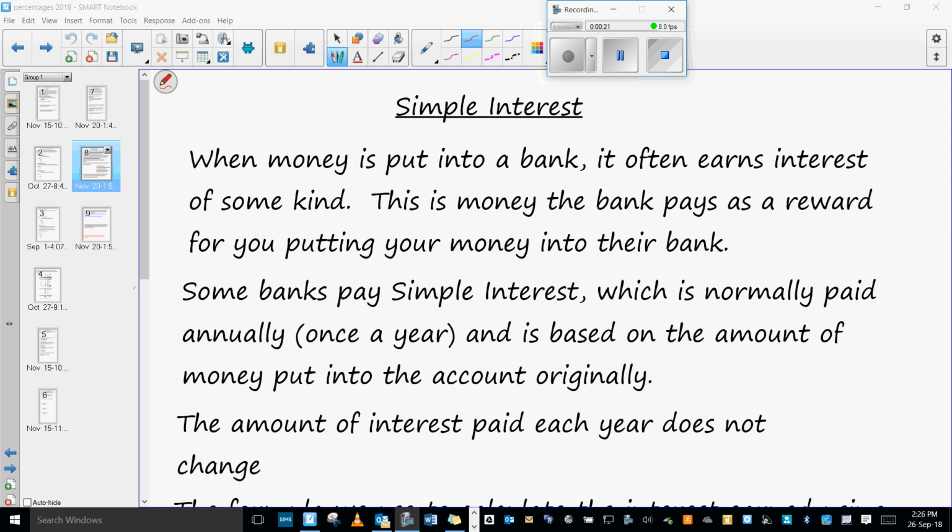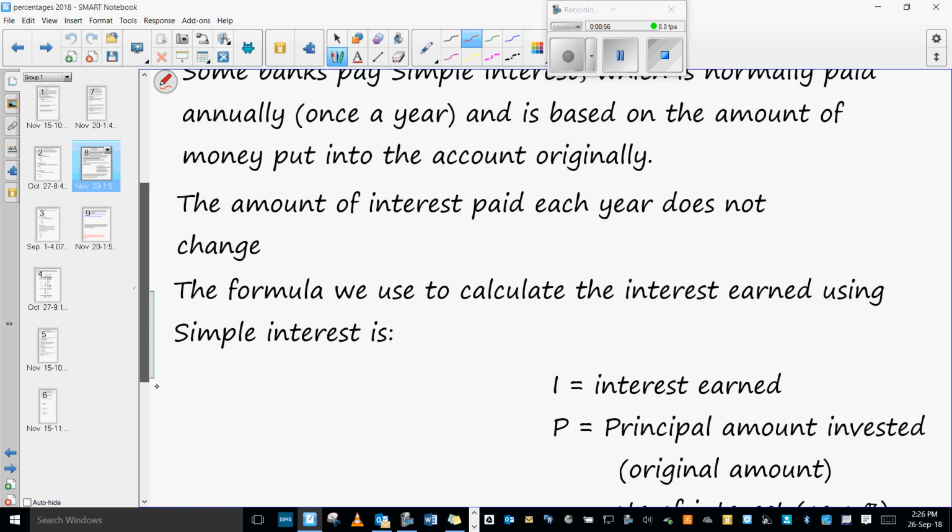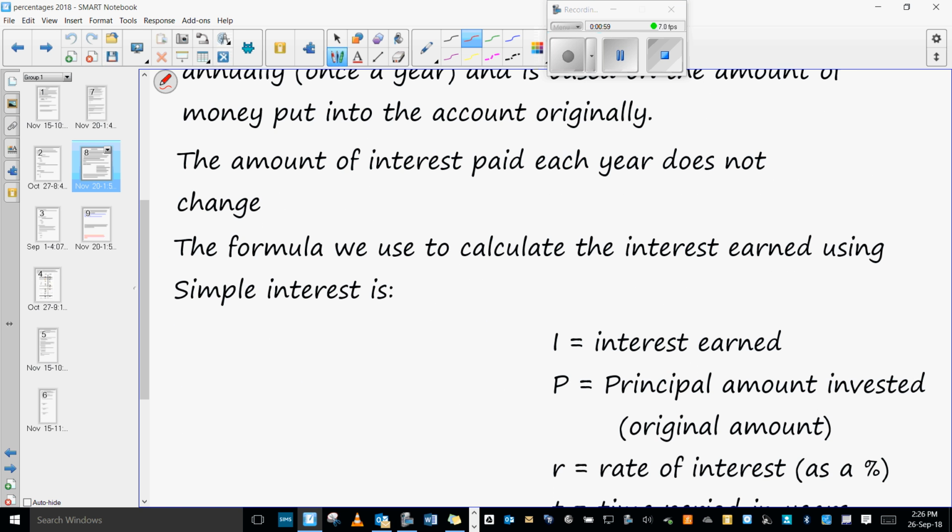Okay? So, some banks pay simple interest, which is normally paid annually. Annually means once a year. And it's based on the amount of money put into the account originally. So if you put $100 into the account, you would earn interest based on that original $100, whether you kept it in there for 5 years or 500 years. So that's what simple interest is about. The amount of interest that it pays each year does not change. Each year you're going to get the same amount of money based on the original amount.